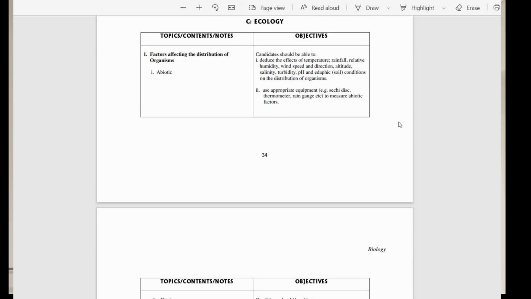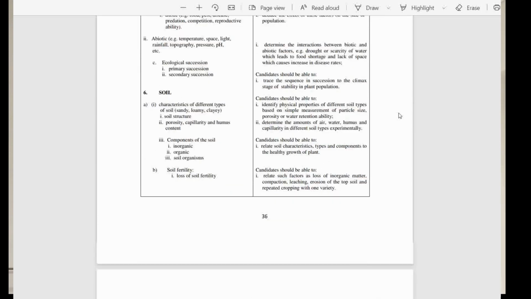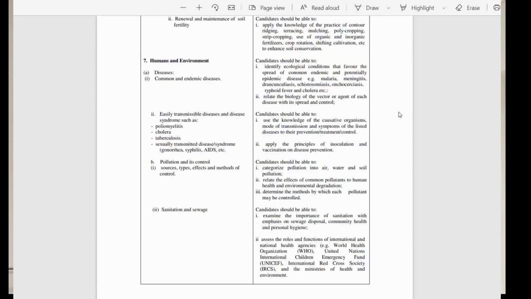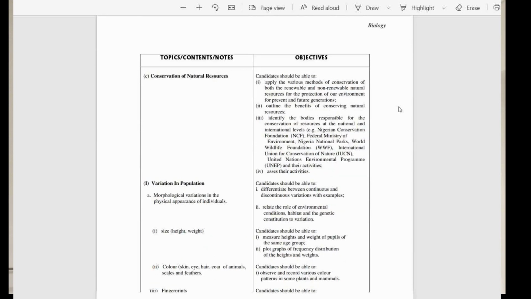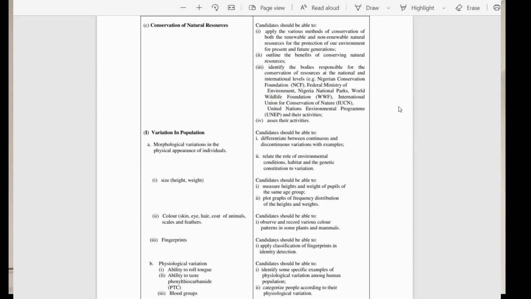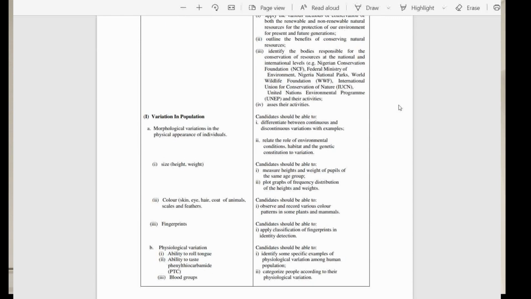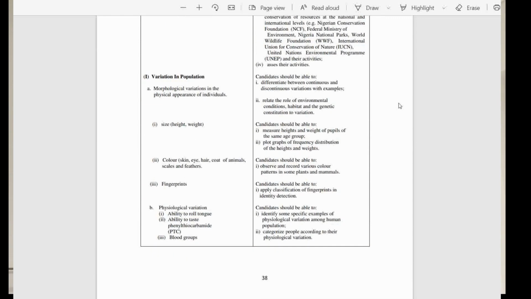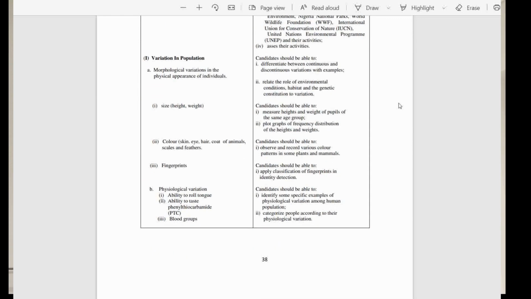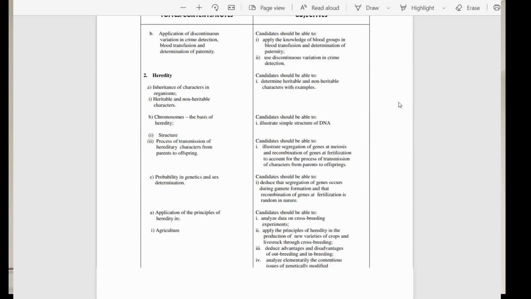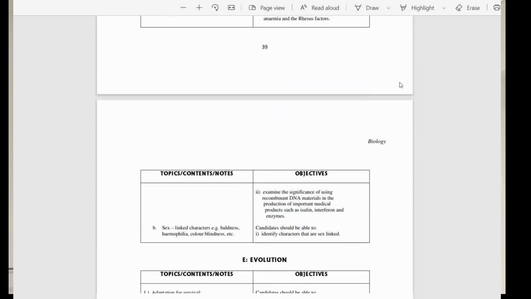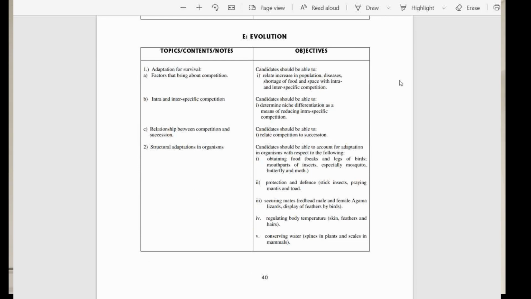is actually adaptation for survival. However, it's not clearly stated in this syllabus, but the fourth section is adaptation for survival, where you have topics like variation and adaptation. While the last section is evolution. So if you look at this syllabus, I mean, it looks bulky, but it is not, depending on how you are approaching your biology preparation.